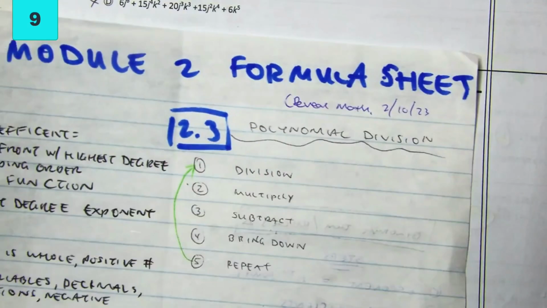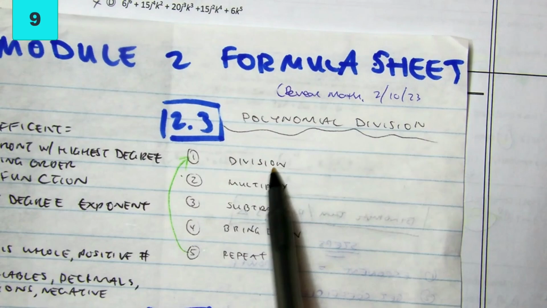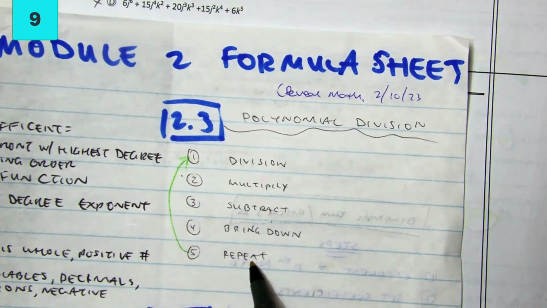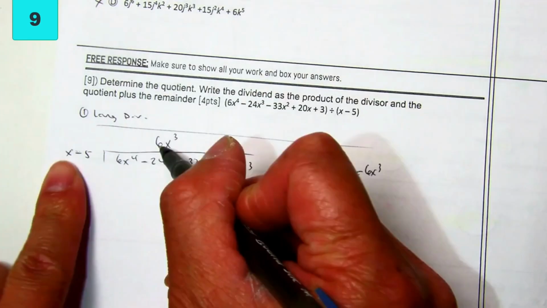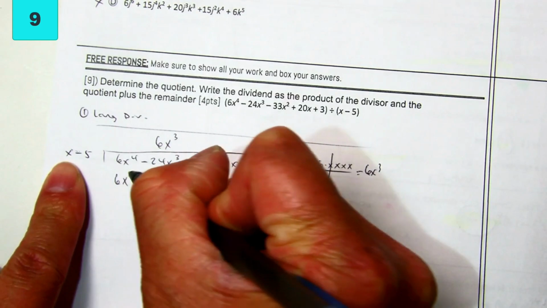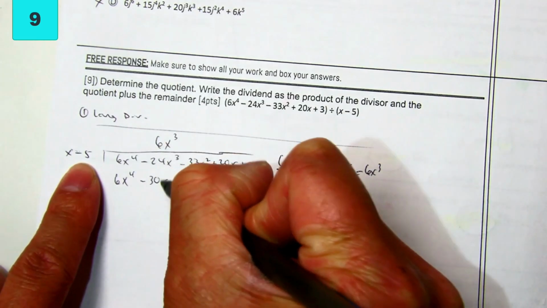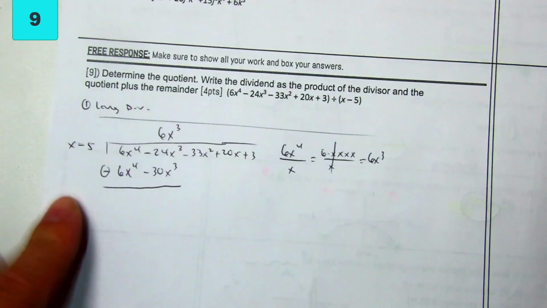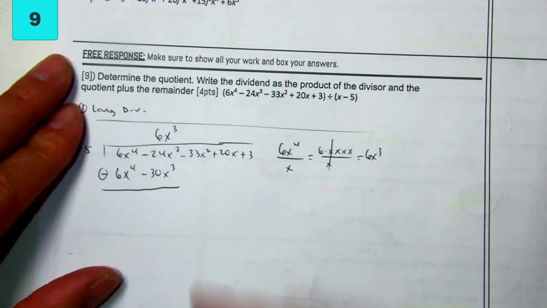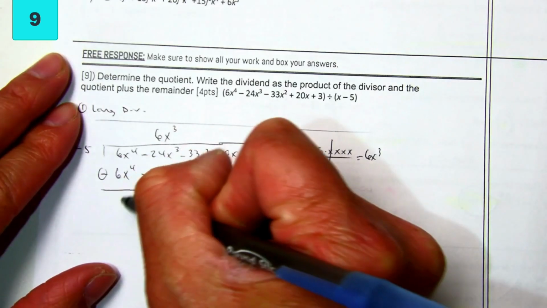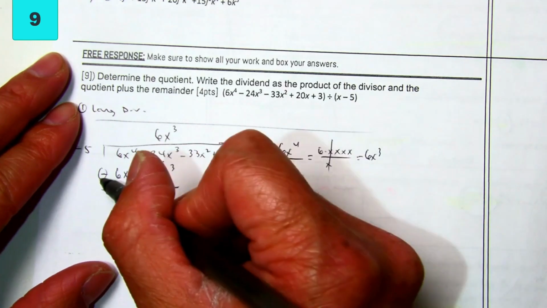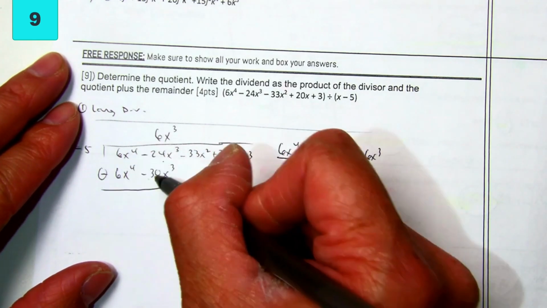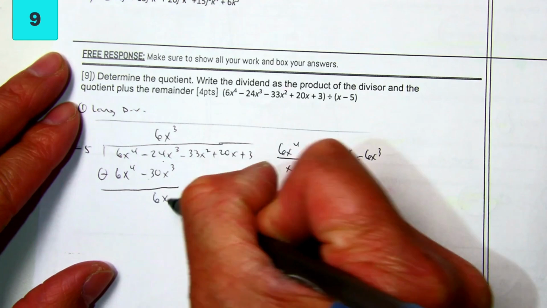So we're just doing division, multiply, subtract, bring down, repeat. Multiply. Pay attention, we got to subtract. 6 minus 6 is 0, and I'll have to write that. Negative 24, opposite of negative 30, so that's plus 30, so that'll give me 6x to the 3rd.